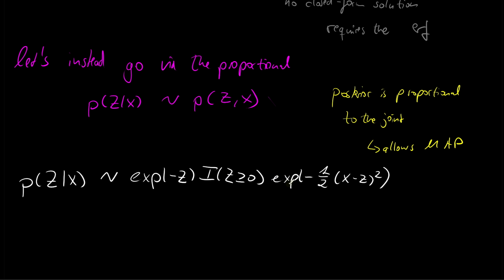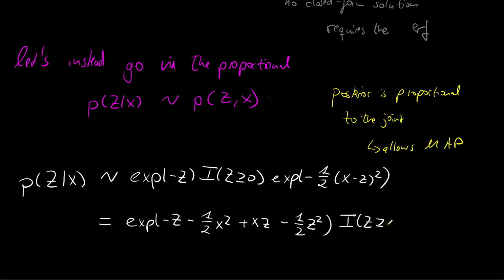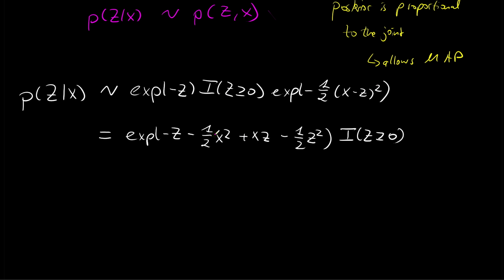Let's merge these two exponentials, because since we are multiplying them, the exponents can be added. So this will be exponential of minus z, and let me also expand this square here, the binomial formula. And then we get minus 1/2 x squared plus xz minus 1/2 z squared. And then, of course, we keep our indicator function, z greater or equal 0. And here we again have a term which we can get rid of in terms of the proportional, since this is a probability distribution over z.